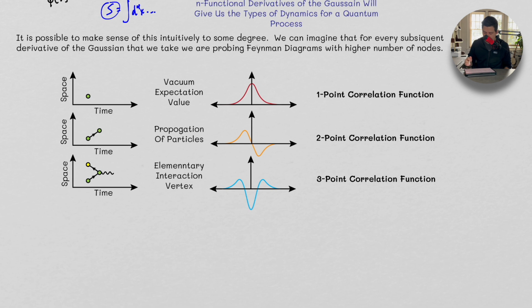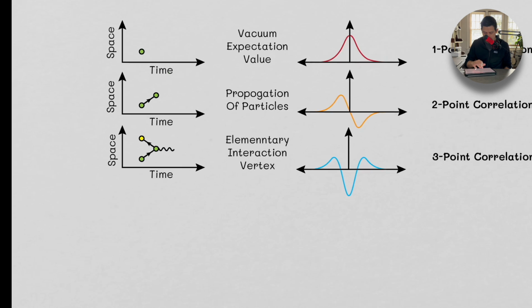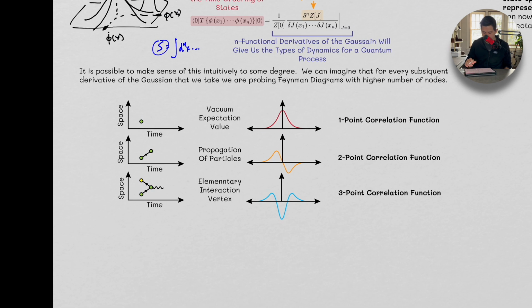A 3-point correlation function is going to correspond to elementary interaction vertices. Okay, and so at this vertex here, we have 3 things attached, right? We have a particle traveling, but then there's also this interaction with, say, a gamma particle or something like that. So we're probing at higher degrees of resolution using these correlation functions.